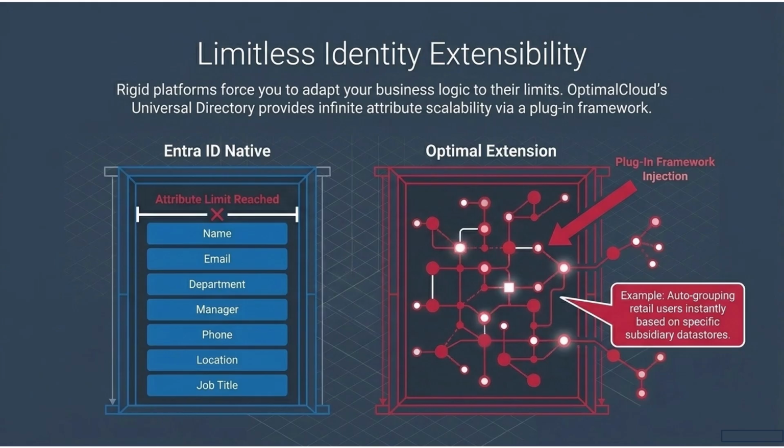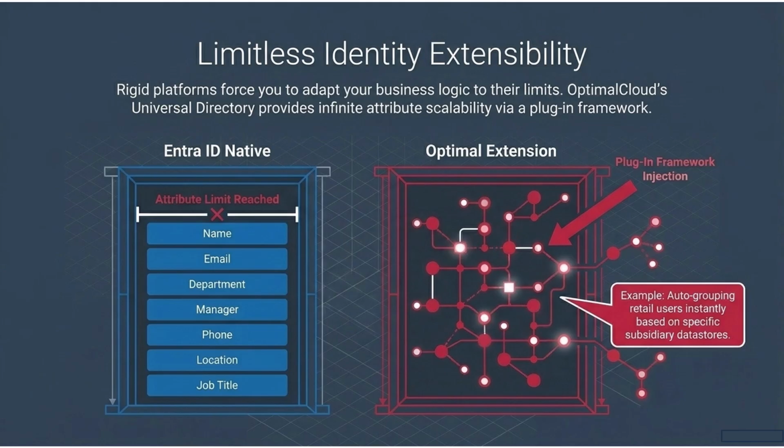But what about the scaling side? The presentation states, and I quote, "Rigid platforms force you to adapt your business logic to their limits." Yes, this gets into the concept of limitless identity extensibility. Entra ID, the baseline, has a hard limit on the attributes you can assign to a user. Right. Think about standard attributes: name, email, department, manager, phone, location, just the basic HR file. But modern enterprises have incredibly complex business logic that requires far more nuance.